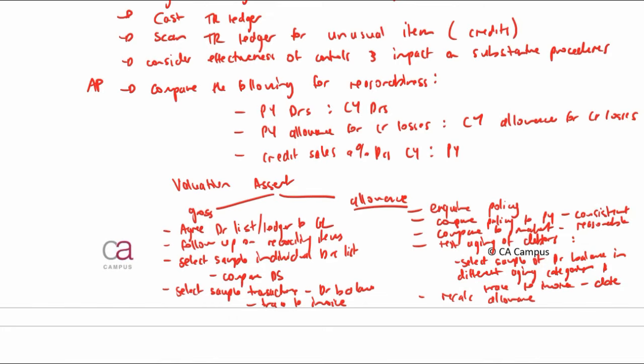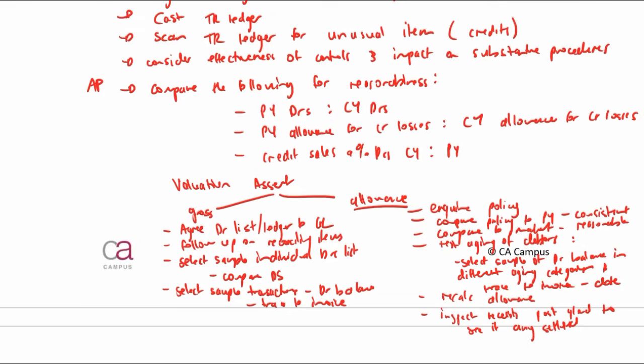I can now go and get subsequent information though. So I can go and inspect receipts post year end to see if any have settled, and therefore whether the allowance is actually reasonable.